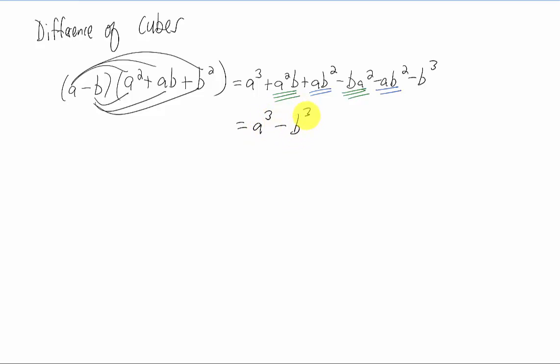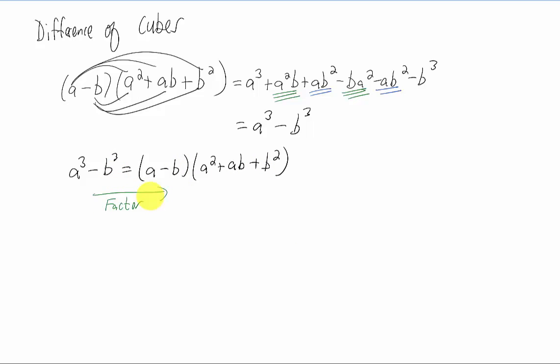Okay, so what did we learn? Let me write it the other way. We learned that a cubed minus b cubed is the same exact thing as a minus b times the quantity a squared plus ab plus b squared. So again, if we happen to have something cubed minus something else that's cubed, we can factor it now into the right-hand side.